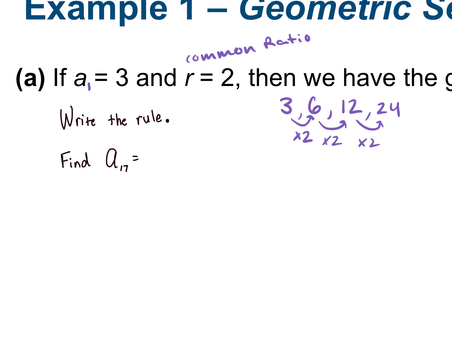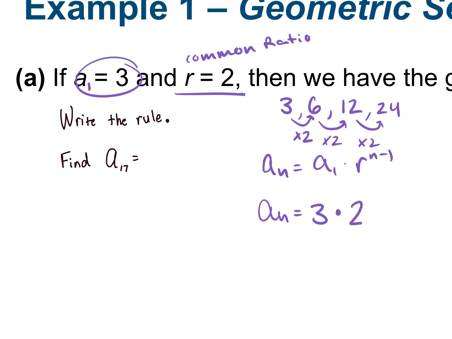So our rule, our formula, is a sub n is equal to a sub 1 times r to the power of n minus 1. So a sub n is equal to, our first term it gave us was 3, times r it gave us, which was 2, to the power of n minus 1. So this would be our rule. For the rule, you just keep n as n. You don't plug in anything into your n. It's just your general formula.